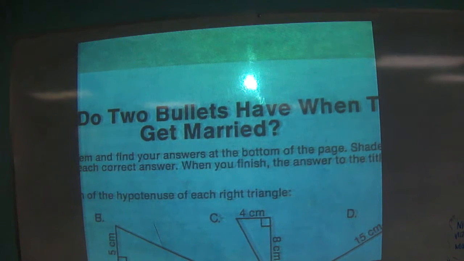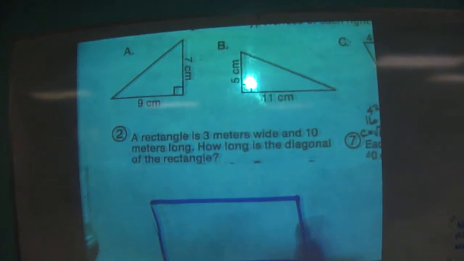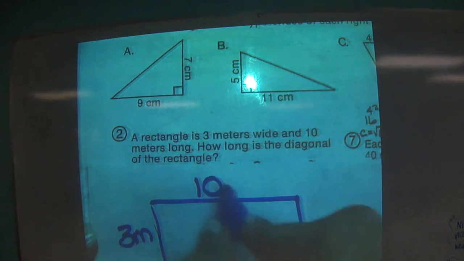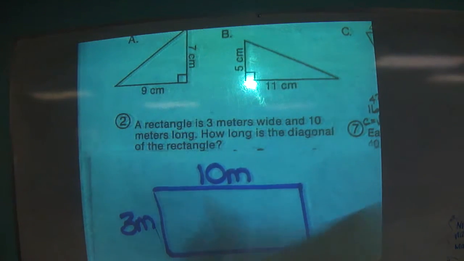So here, like number 2, we have a rectangle that is 3 meters wide and 10 meters long. And they're asking us, what is the length of the diagonal?